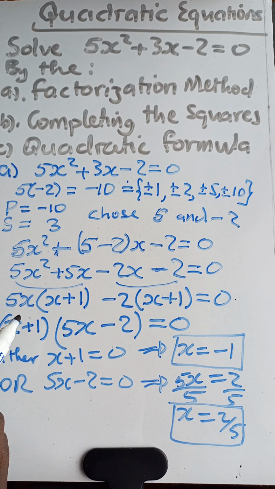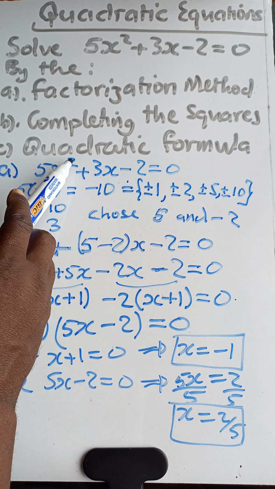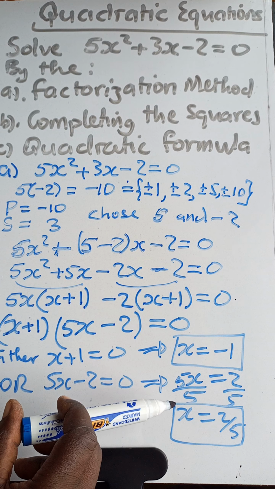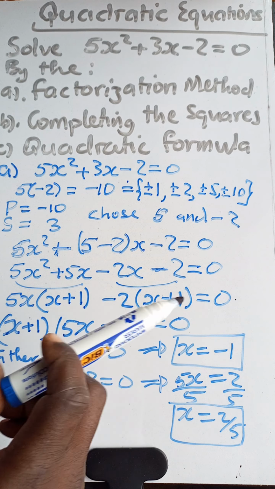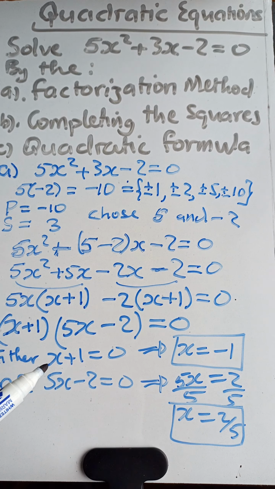We're supposed to obtain two solutions because it's a polynomial of degree 2. So we're supposed to have two roots. The first root, x equals negative 1. The second root, x equals 2 all over 5. So you can pause the video and attempt solving it, and then you cross-check your work.